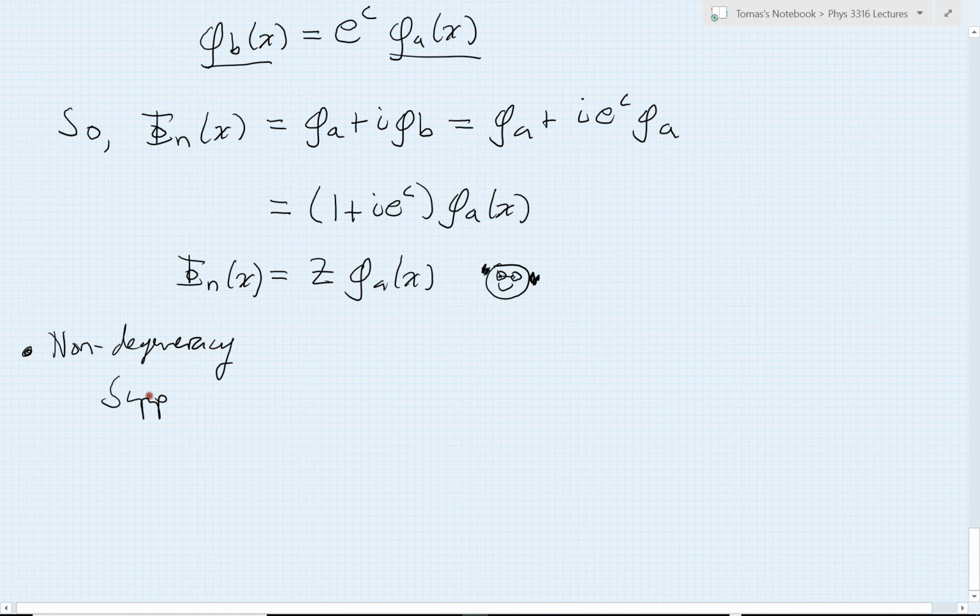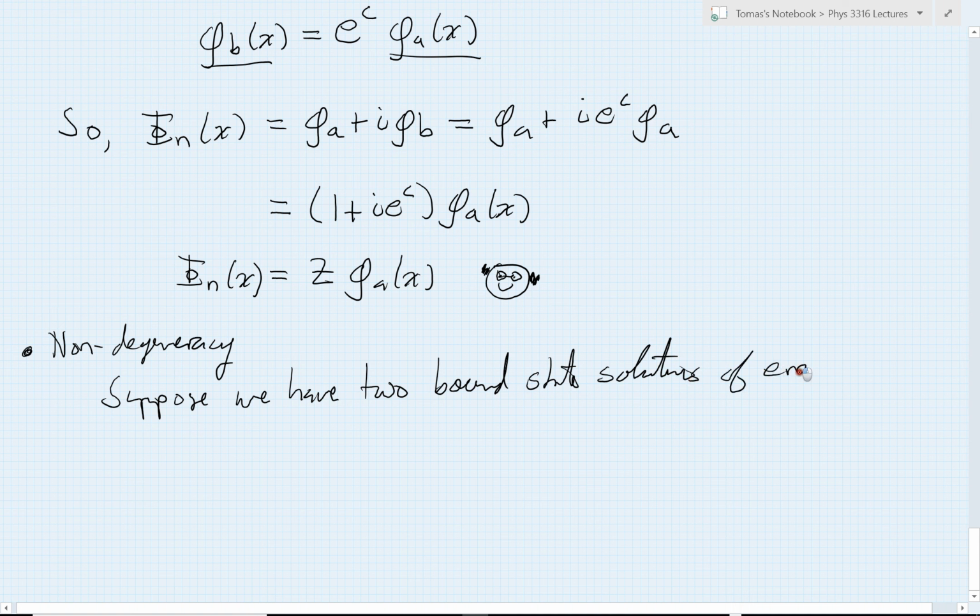Suppose we have, now secretly they might just be related by a constant, but I'm just imagining, I'm not going to make any assumptions. Suppose we have two solutions, and these are bound states, so I want to be very clear about this. Two bound state solutions, of the same energy, of energy, say, En.